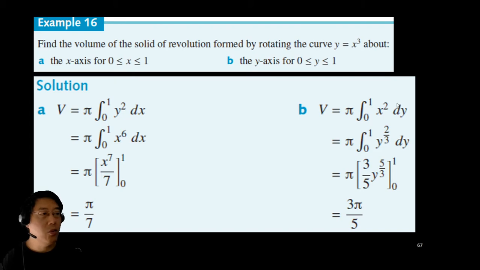Here, about the y-axis, it's in terms of y. Your boundaries are y equals 0, y equals 1, and that's your x squared. For that function, x is actually y to the power of 1 over 3. You square it, that gives you y to the power of 2 over 3. You anti-differentiate, and you apply the boundaries, that gives you your volume as an exact value.